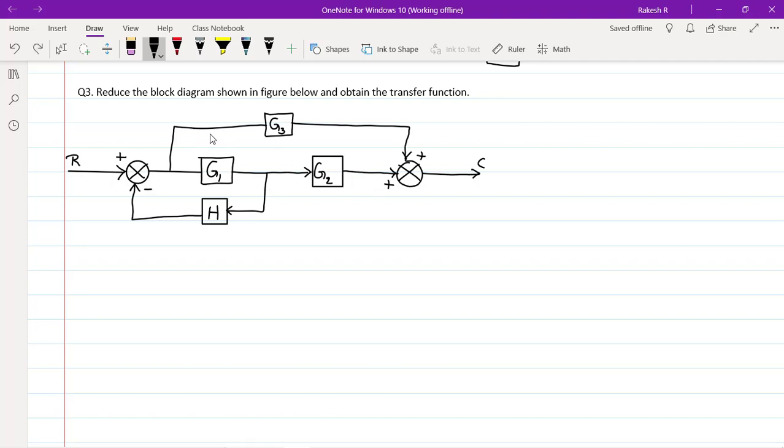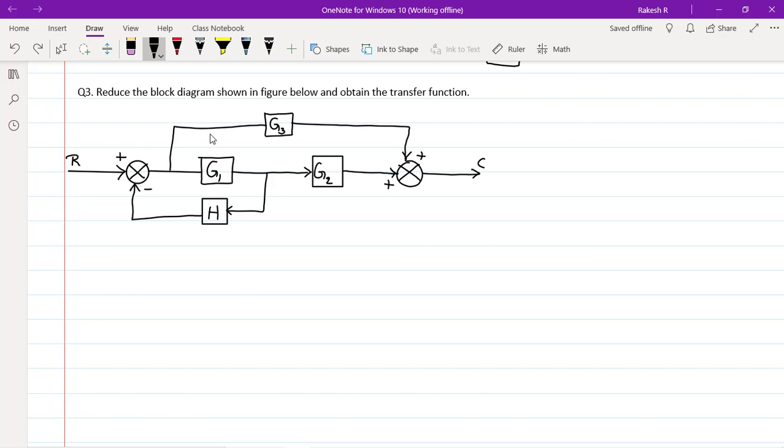G3 and G2 also cannot be taken as parallel blocks, because we have the takeoff point here and we have the block on the other side. So there are no blocks which are in series, and there are no blocks which are in parallel here.